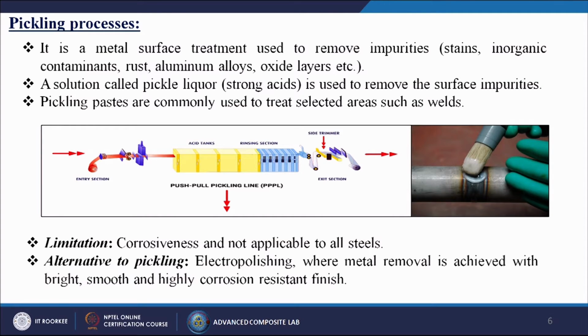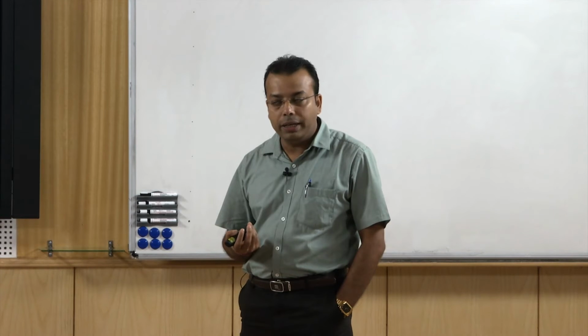From this particular figure you can understand that we have done some welding, and after that we put the pickling liquor, which acts as a solvent over there. After a certain time we wash it, and whatever dust particles or rust have formed will come out with your pickling liquor.